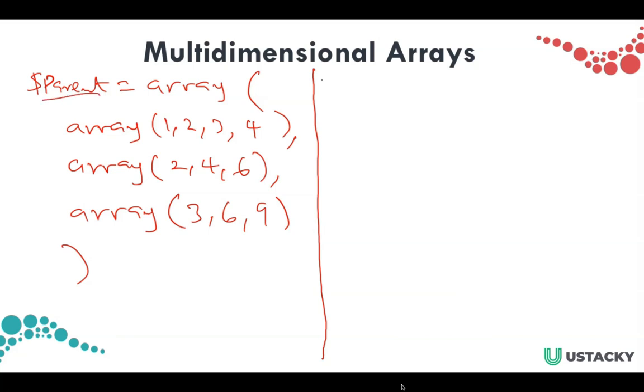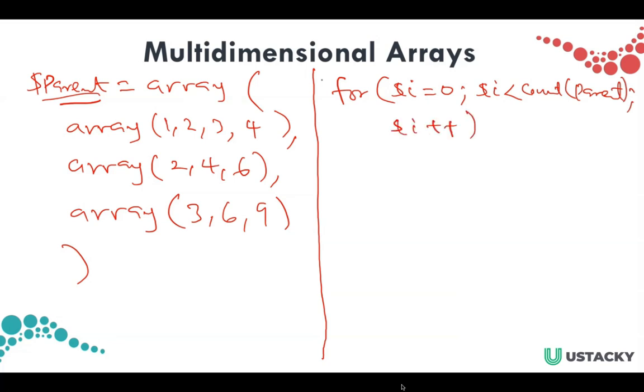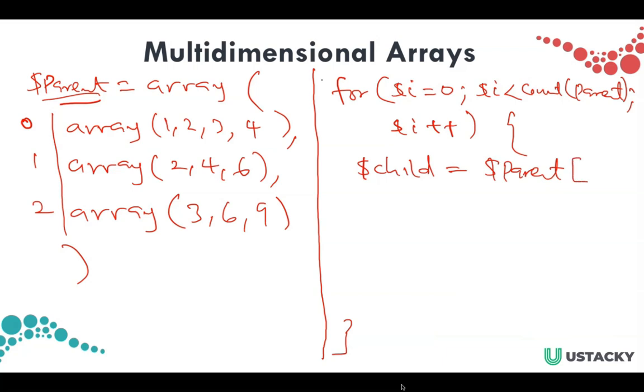So to loop through the parent array, since we know it is an index array, we can have something like for $i equals 0. This is the starting point. $i is less than the size of the array, which is count($parent). $i plus plus. And we have the closing. So to get each of the elements, you know, this is assumed to be 0, 1, 2. So we can get each of the elements, which is the child. We have $child equals $parent with the index, which is $i.